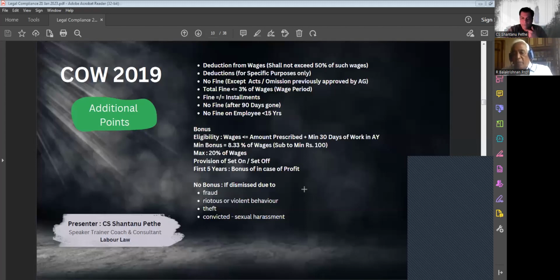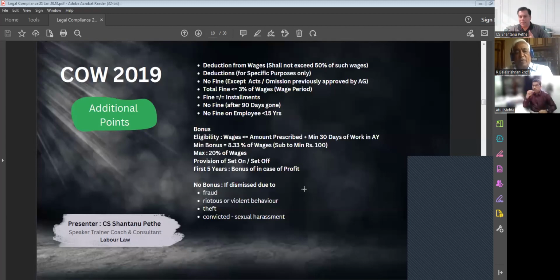And then, what is the limit of bonus? Sorry, the bonus limit you are talking about. Are you talking about the eligibility limit or the payment limit? If you are talking about the eligibility limit, it applies to establishments where they employ 20 people. As far as the bonus rate is concerned, there is a minimum rate, which is equivalent to 1 month salary, which is 8.33%. And the maximum is actually 20%. That is what is prevalent and paid. Am I correct? Yes.